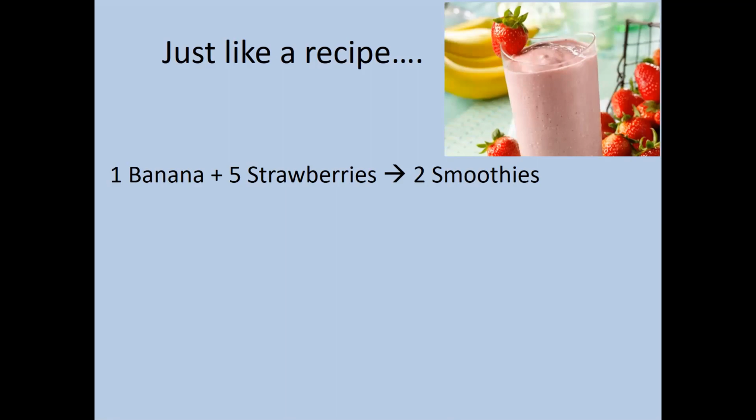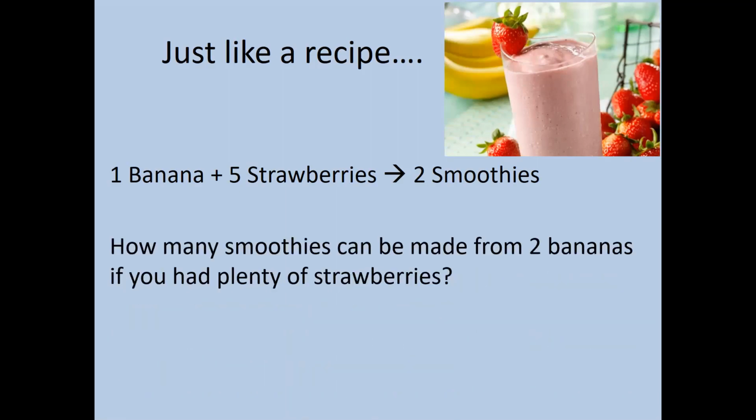1 banana plus 5 strawberries is going to give us 2 smoothies. So I want to know how many smoothies can we make if we have 2 bananas and lots of strawberries? Well, remember, this is the same thing we were just looking at. If we double our reactant, we're going to do what to our product? We're going to double it. So we should be able to make 4 smoothies because that ratio is 1 to 2.